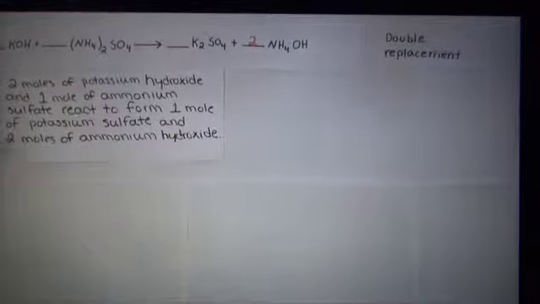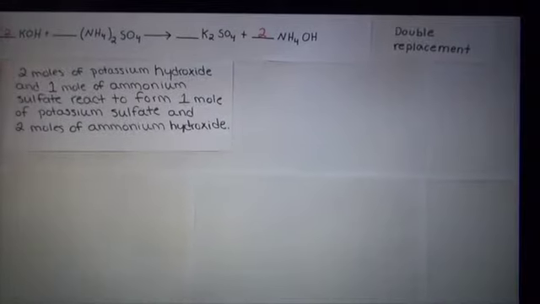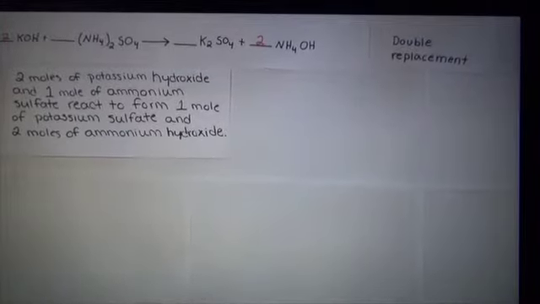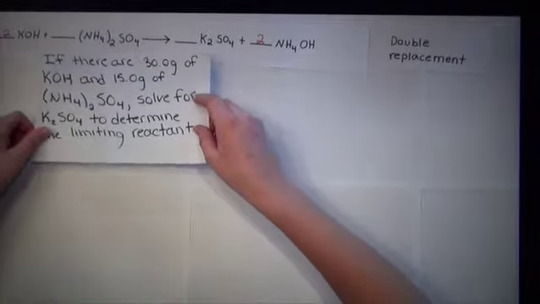Okay, now that it's balanced, we're able to write our word and sentence equation. So here it says 2 moles of potassium hydroxide and 1 mole of ammonium sulfate react to form 1 mole of potassium sulfate and 2 moles of ammonium hydroxide. Now that we have that figured out, we're able to go to our problem.